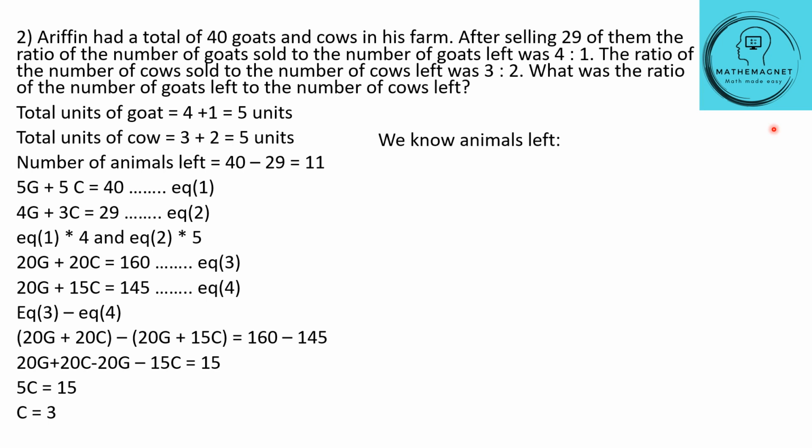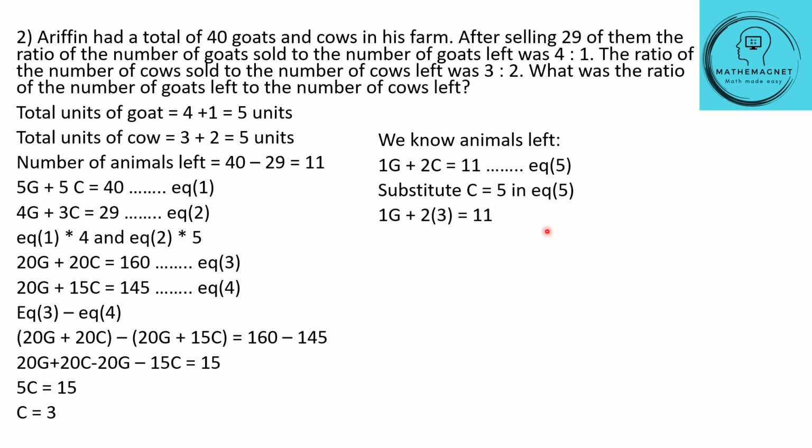Now the next step, we know the number of animals left. In that equation we will have 1 unit of goat and 2 units of cow, taking it from the ratio given. 1 unit of goat and 2 units of cow is equal to 11. That we have already seen, the number of animals left. Let's name it as equation 5. We know the value of c is equal to 3. So let's substitute the value of c as 3 in this equation. So it will become 1g plus 2 into 3 will be equal to 11. So 1g equal to 11 minus 6, which is equal to 5. So the value of 1 unit of goat is equal to 5.